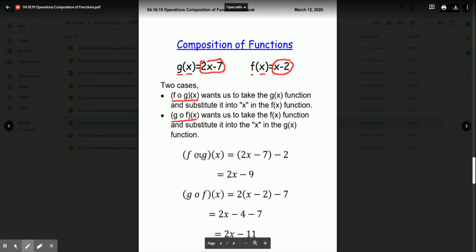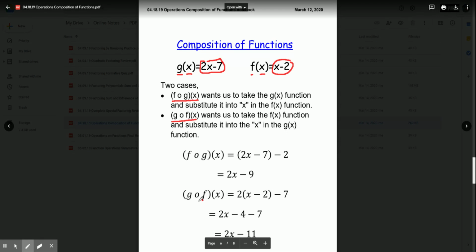So here we have f of g of x. So we're taking the g function and putting it inside of the f function. So 2x minus 7 will go where x is over here, so it replaces it. So instead of saying x minus 2, we have 2x minus 7 minus 2. And from there, we simplify. So 2x remains 2x. We have negative 7 minus 2 is negative 9. And so that's what f of g of x would equal.